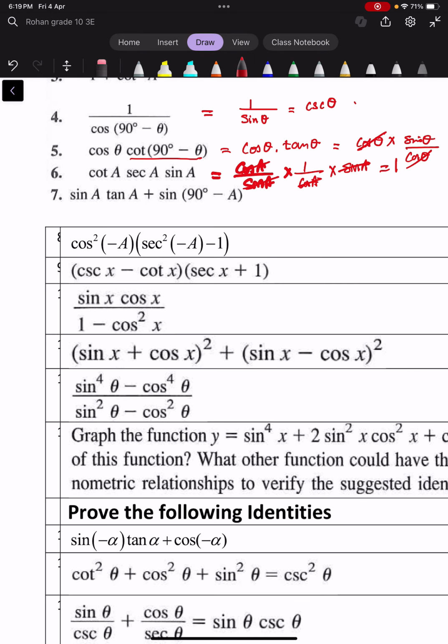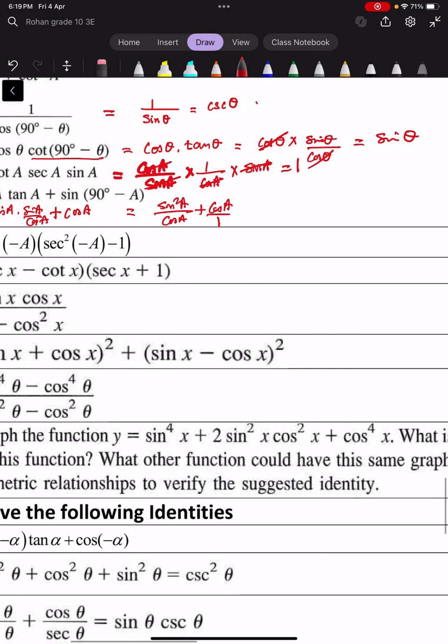Next. Sine A times tan, which is sine over cos. Now what is sine of 90 minus theta? That would be cos theta. So cos theta cancels. No, there's a plus sign, Rohan. Oh, sorry. So this is sine squared A over cos A plus cos A, cos A upon 1.